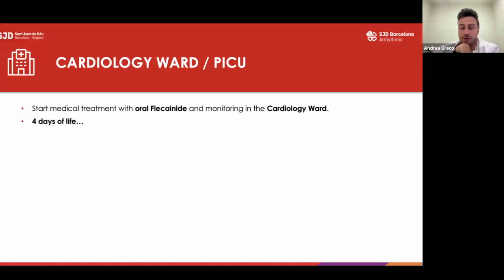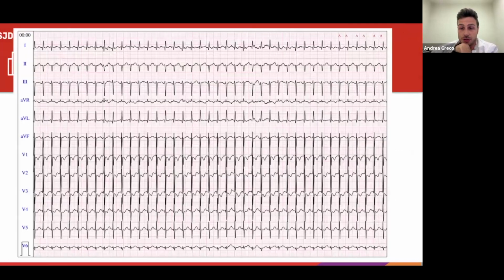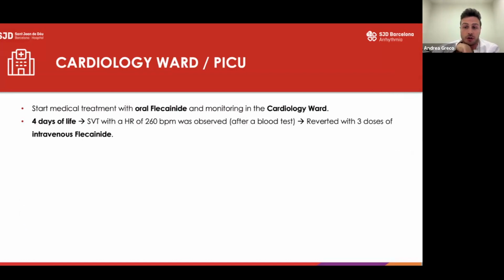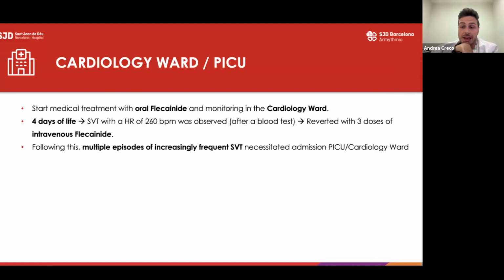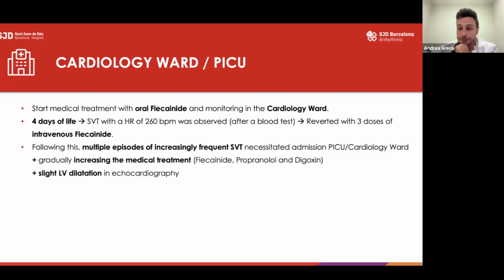At 4 days of life, we see another SVT episode after a blood test, with a heart rate of 260 beats per minute, finally reverted with 3 doses of intravenous flecainide. And following this, he had multiple episodes of increasingly frequent SVT that necessitated admission to the pediatric intensive care unit and cardiology ward, with a gradual increase of the medical treatment with flecainide, propranolol, and digoxin, and a slight left ventricle dilatation in the echocardiography.